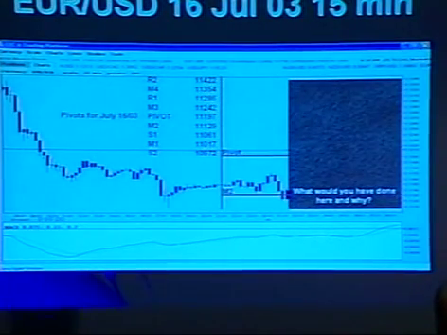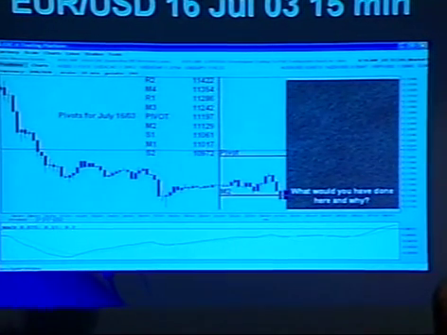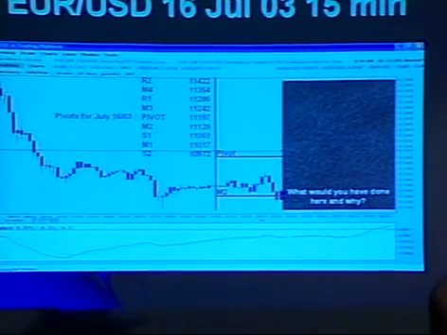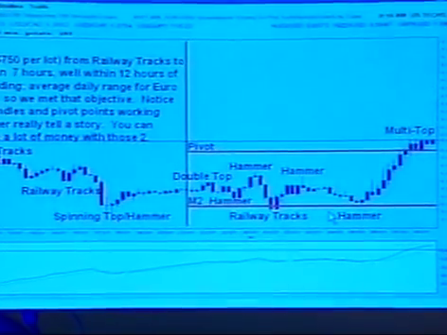Okay, what would you do here? Long. Why? Railroad tracks and the divergence on the MACD. Price is going down, MACD is going up, and you've got a railroad track. Yeah. Does everybody agree? Pivot point. Buy.